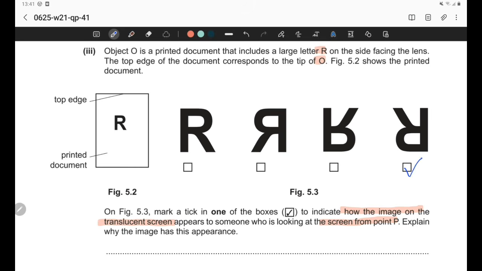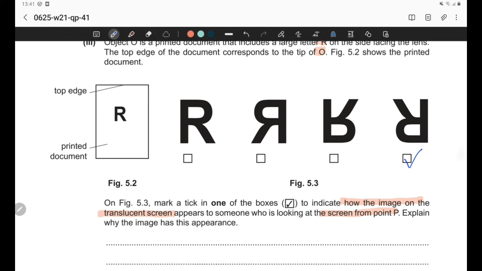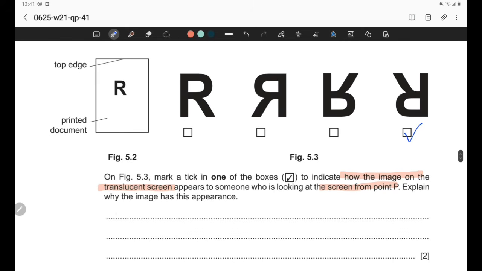We will be able to see the inverted letter R, and we need to write the reason. We can simply write that the reason is that it is inverted, which is clearly seen in the figure. So 1 mark we will get for identifying which box is correct, and the second mark is for writing the reason. So writing inverted is enough to score the second mark.